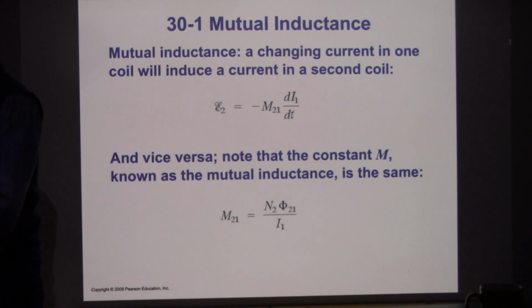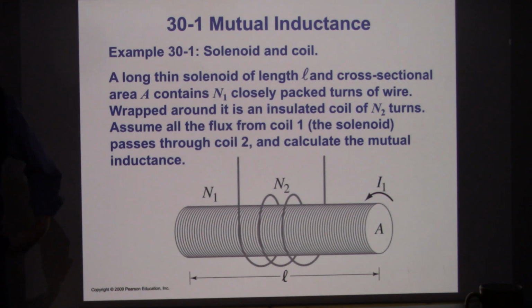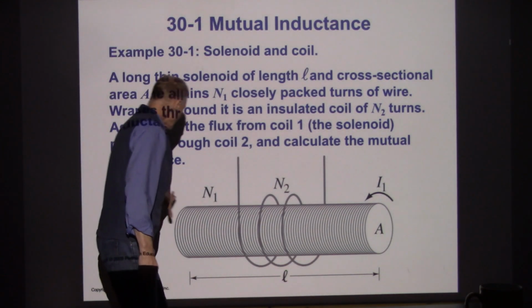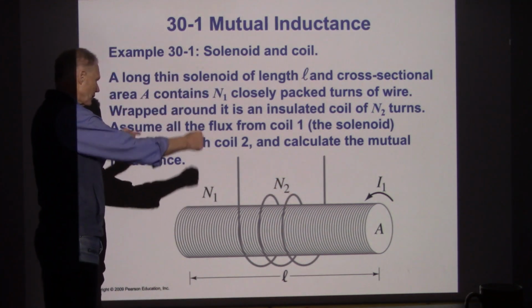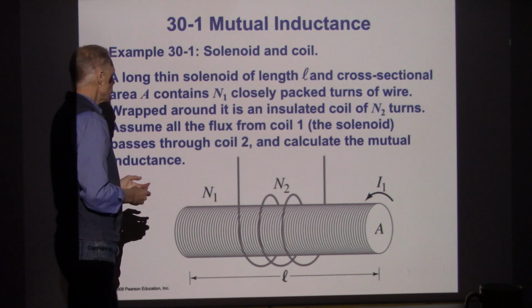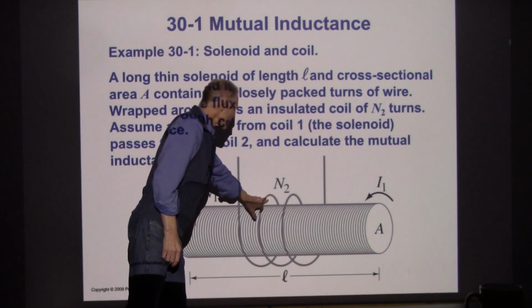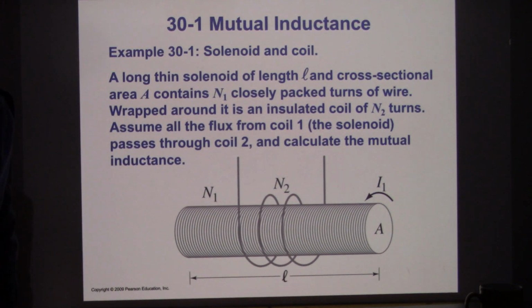So let's take a look and see. Here are two sets of loops. What I've got is one of our solenoids that we've been talking about. We're going to send current through the solenoid. The solenoid has a cross-sectional area to it. And then we're going to wrap the solenoid with another set of loops, just a few loops in this case.